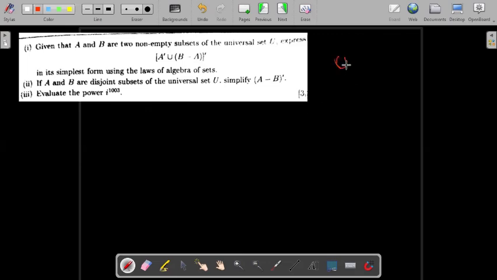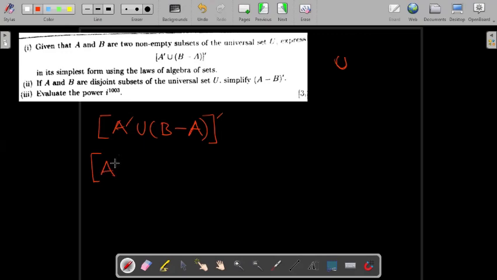the universal set U, then they're telling us to just express this here, which is (A complement union (B minus A)) complement. So I must simplify this now, saying in the simplest form using the laws of algebra. So how am I going to do this? So using the laws of algebra, I can actually even rewrite what is inside first.